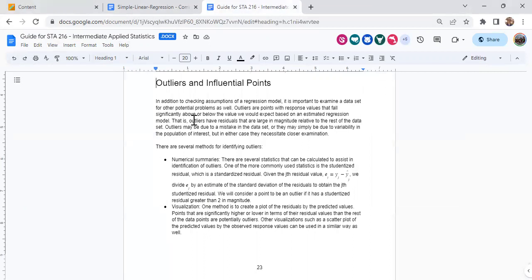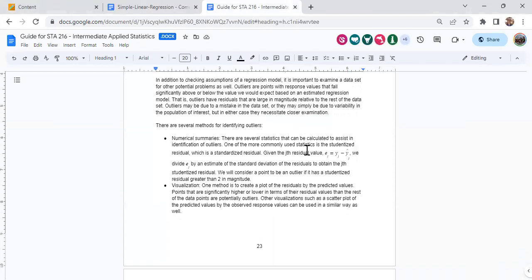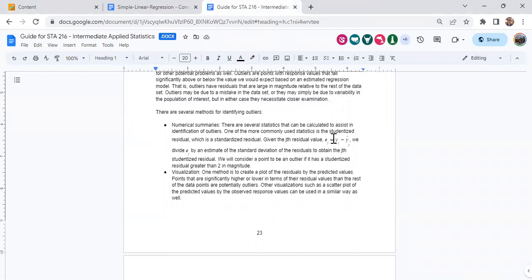Starting with outliers here, talking about what that means. For every data point, we have a response variable y, and then we have a predicted response variable, which we denote with y hat.